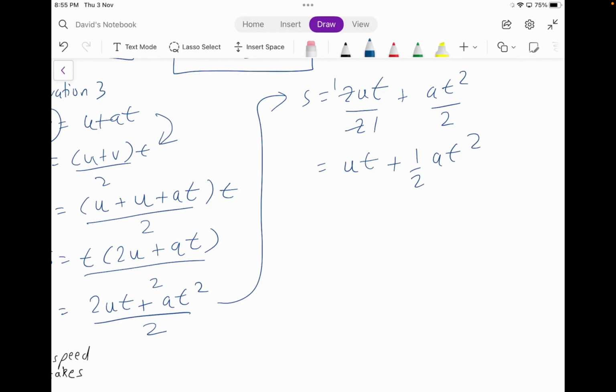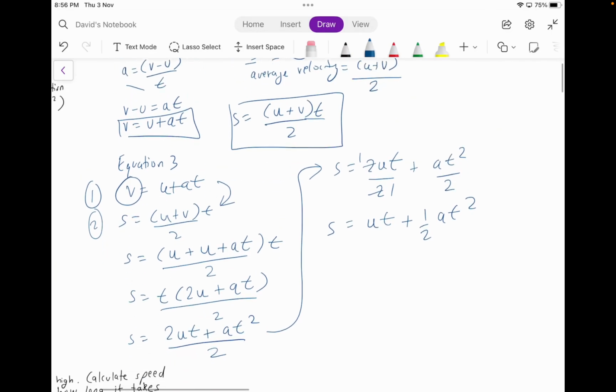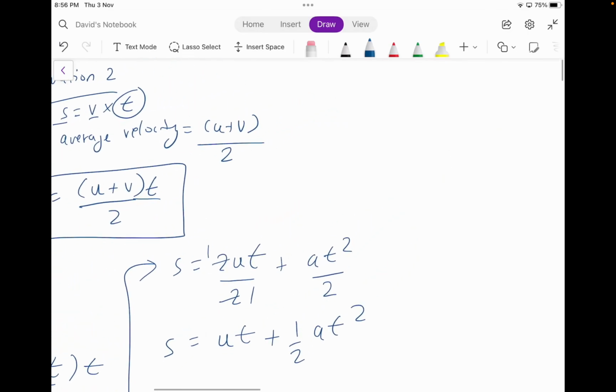Now this is your equation 3. All we did is substitute the value of v into equation 2, and then simplified and expanded the brackets to get a new useful equation, which is s equals ut plus half at squared. So if you remember both these formulas, you can easily derive the third equation. Now let's move on to the fourth and final equation of the SUVAT equations before we move on to the valuable questions that we have to solve.